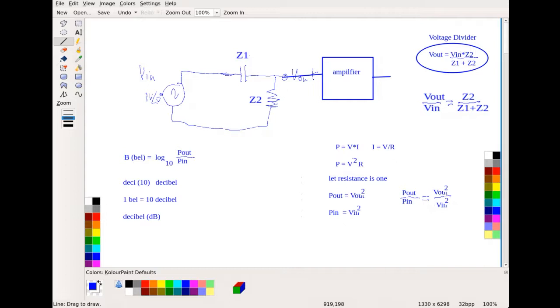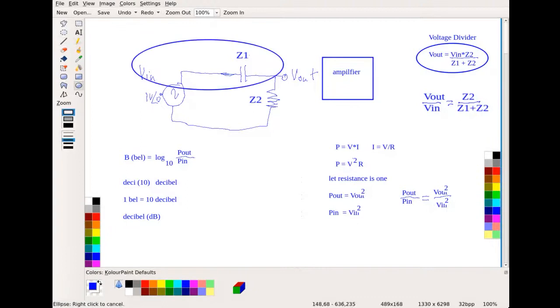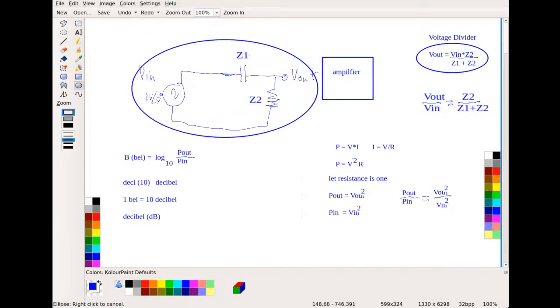To get above 1. Really the maximum you're going to get out of this circuit is 1, because you don't have any amplification. So you're either going to be 1 or you're going to be less than 1.